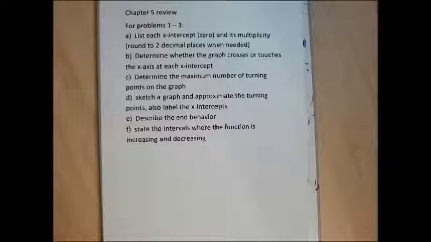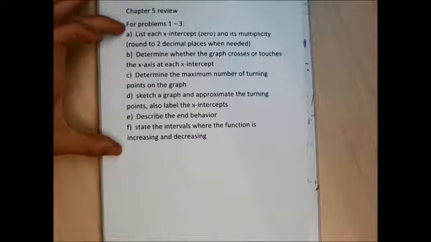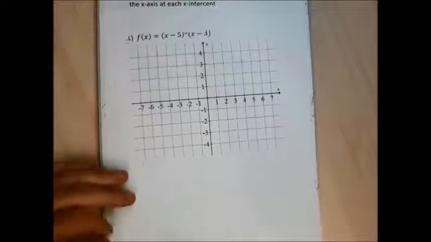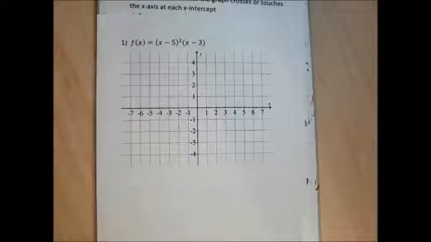So the Chapter 5 review should just encompass everything that's test-worthy from Chapter 5. The first 3 problems we're going to be asked to sketch graphs, guaranteed to be a couple of these on the test. On the test, you'll get parts A through F that are described, and then you'll be given a graph that has the x and the y-axis marked out.